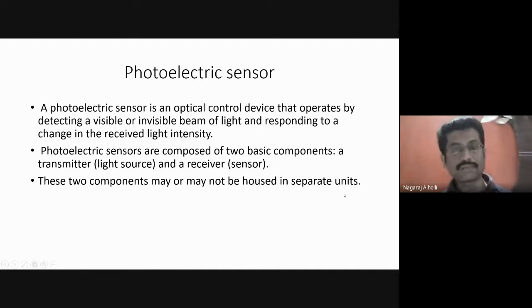There are two types of photoelectric sensors. In one type, both the transmitter and receiver are present in the same housing, in the same compartment. Whereas in the other type, the transmitter is in a different compartment and the receiver is in a different compartment. Both are separate. Okay, let us look into the details of these.